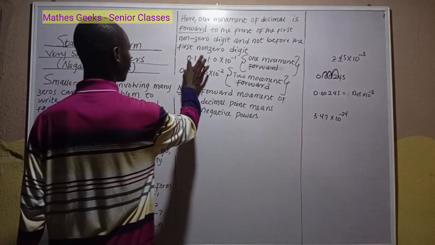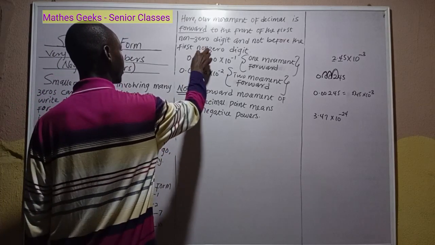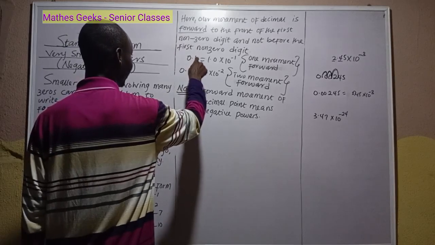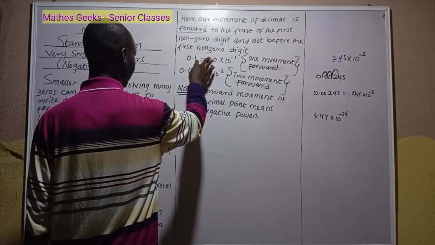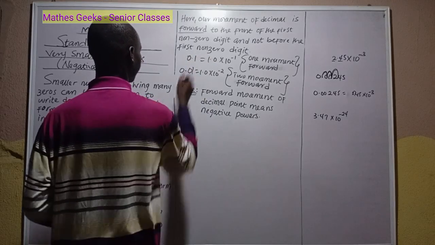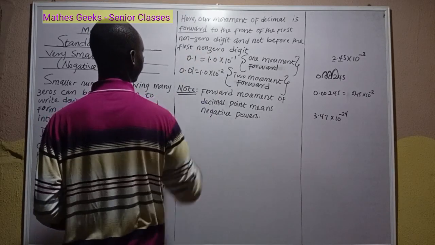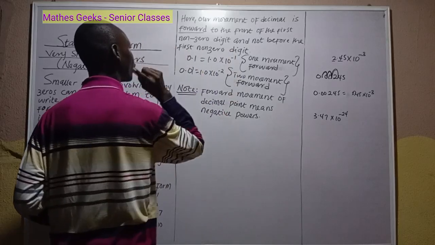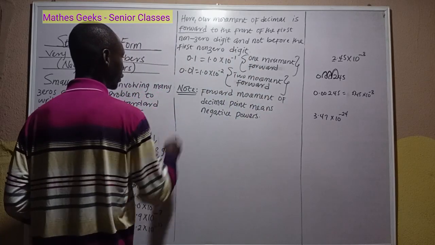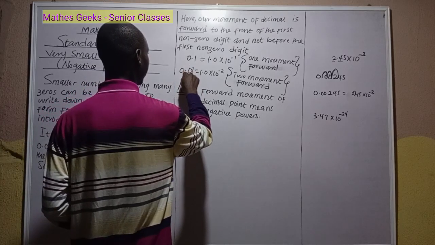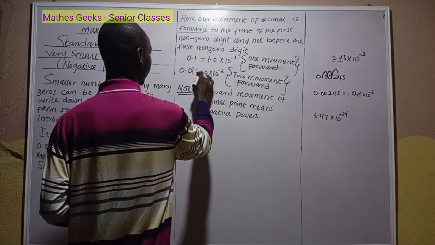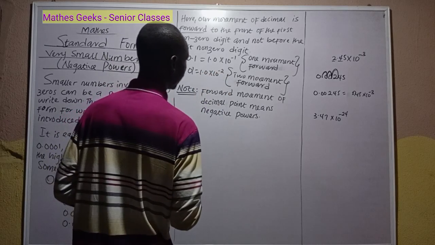So let's look at this example. 0.1, you move it and drop it just after the first non-zero digit, which is the first significant figure, and put it here. So in this case, it becomes 1.0 times 10 raised to minus 1, because it was one movement forward that was made. And the next one is 0.01. In this case, the movement will be 2 times, 1, 2. We put it here, so it becomes 1.0 times 10 raised to minus 2.